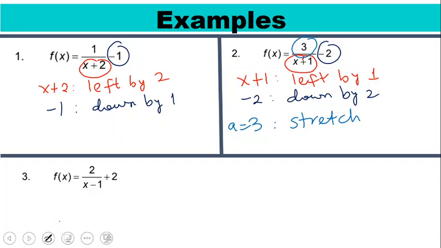I want you to pause the video now and try example number 3.